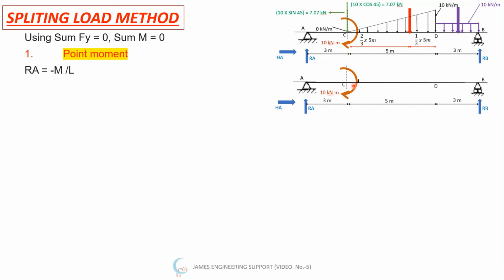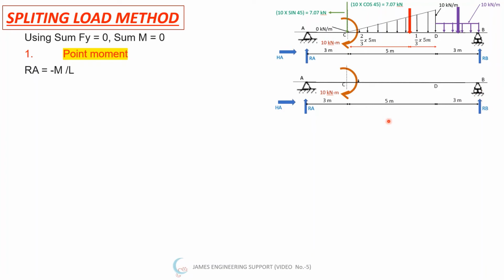So the same problem I'm considering here. Here we are considering the moment at B. So we will get RB first. When there is a positive moment, suppose this is a clockwise moment here between A and B, this M means the total 10 kilonewton meter, and the total span is 3 plus 5 plus 3. It will produce the negative Ra here, and it will produce the positive Rb here.